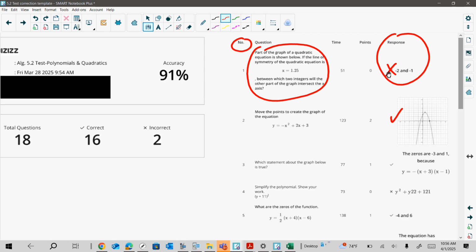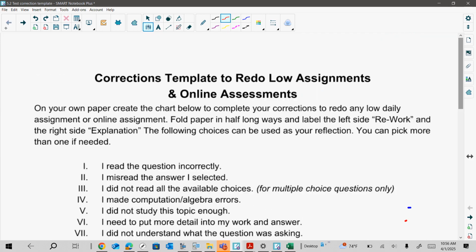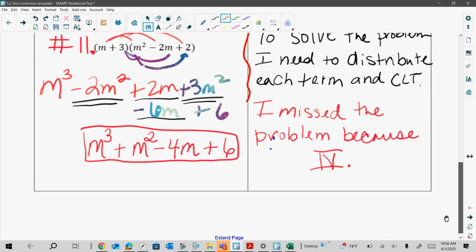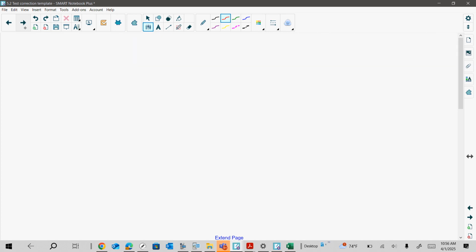So just take the time right now to look at your report to see if you missed this problem. I think it was number 11. Check on the report, guys. You might have to go to the second page. If you have an X next to this problem, you need to write this down. I'm going to redo it, okay?